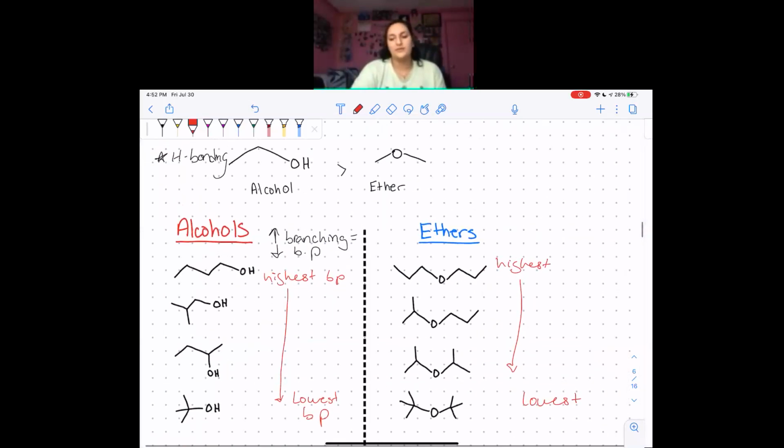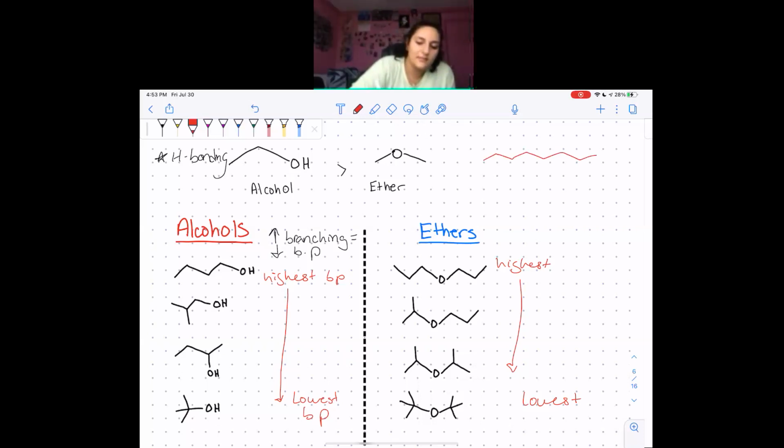One other thing that you should consider when you talk about boiling point is that the number of carbons you have present also determines boiling point. So if you have a carbon chain that's like this versus this, of course, this one has to have a higher boiling point than this one because there are just much more bonds to break.